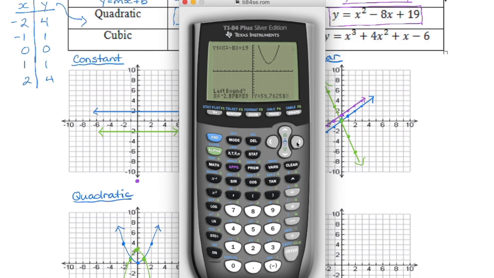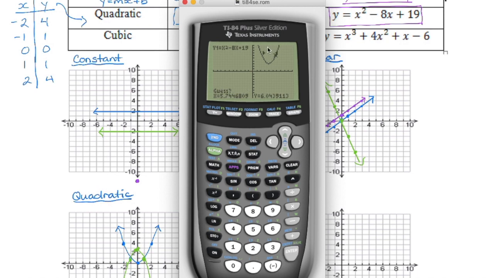So I'm going to move my cursor to the left. Don't press your up and down arrows. Remember, that takes you off the graph. So we're going to come down here. There we go. So get close to the vertex. I'm going to press enter to say, yes, I'm on the left. We're going to go to the right, and we're going to press enter to say yes.